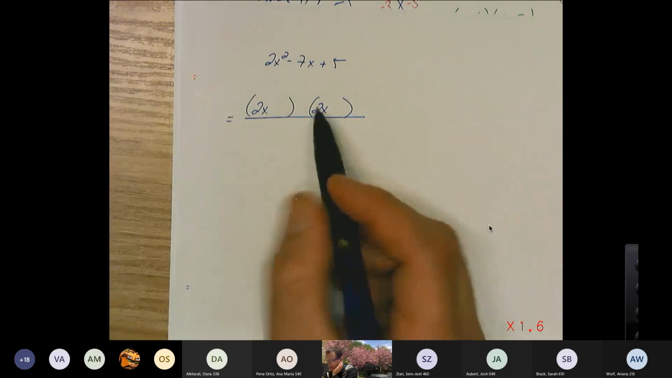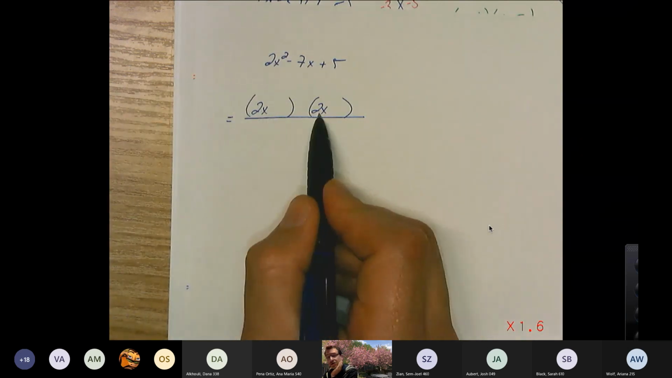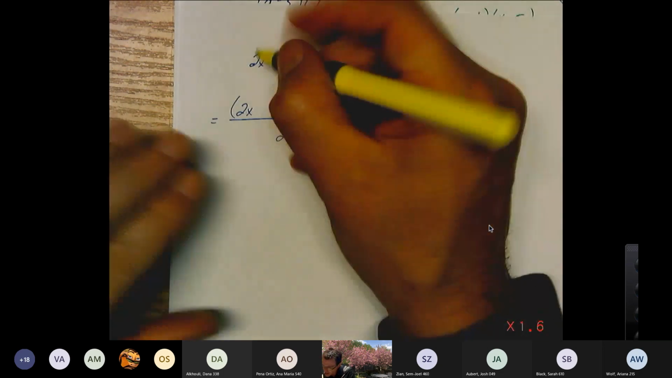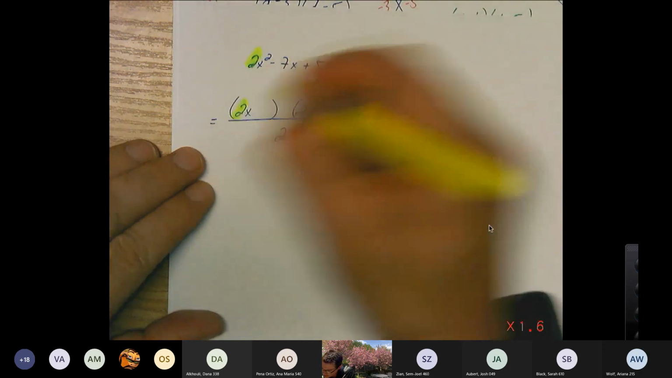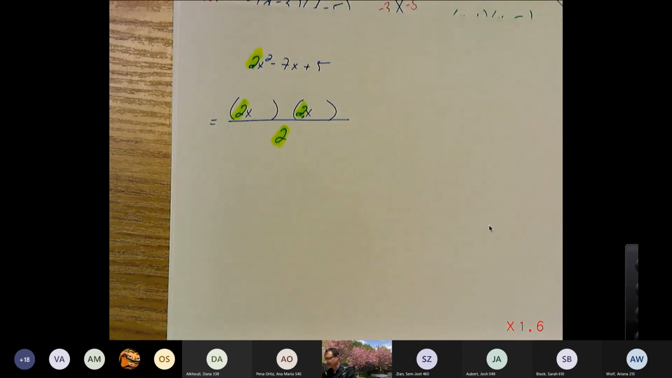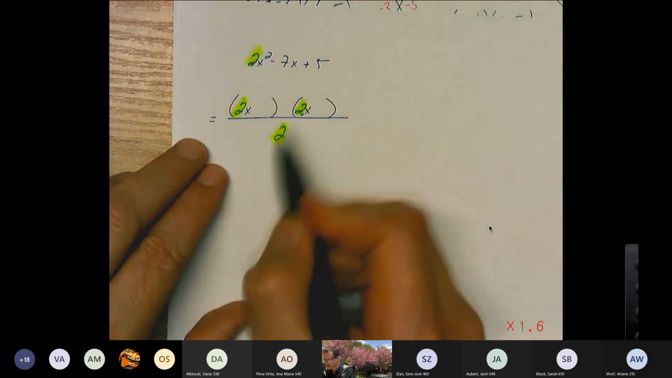And you notice that if you do 2x times 2x, you're going to get 4x squared, which is too much because we only want 2x squared. So you divide by 2. Now, once again, that number goes like that. Okay? So you get a 2x over a 2.